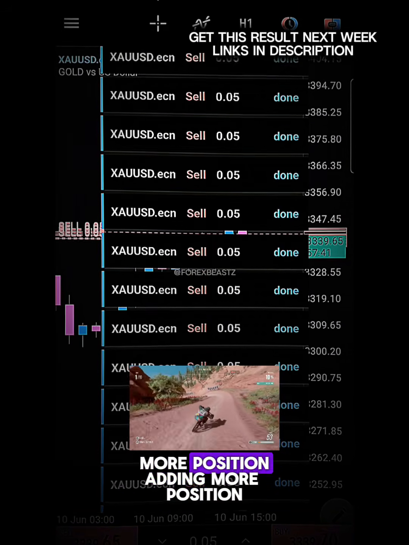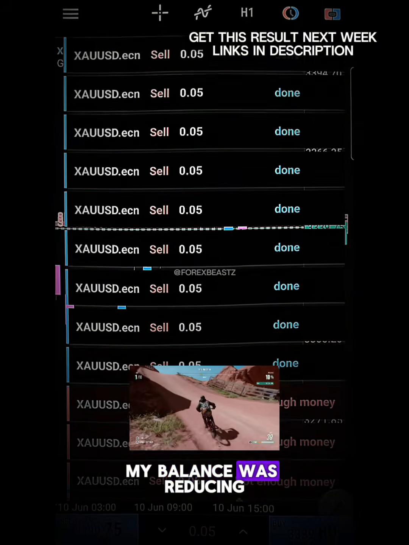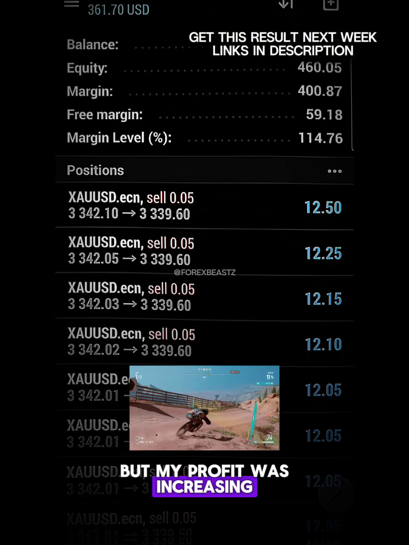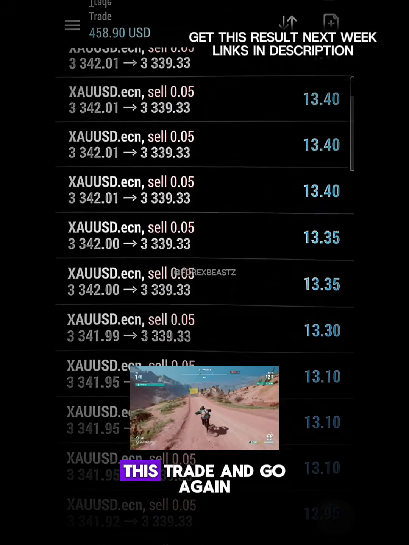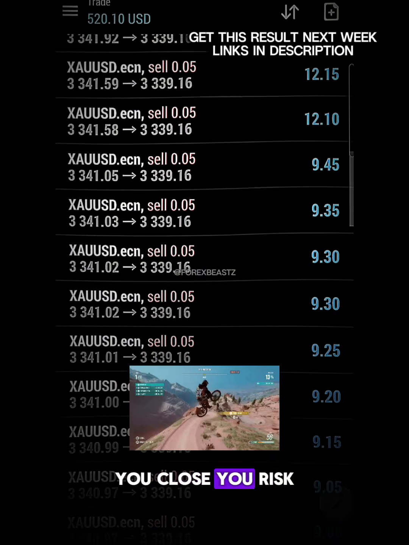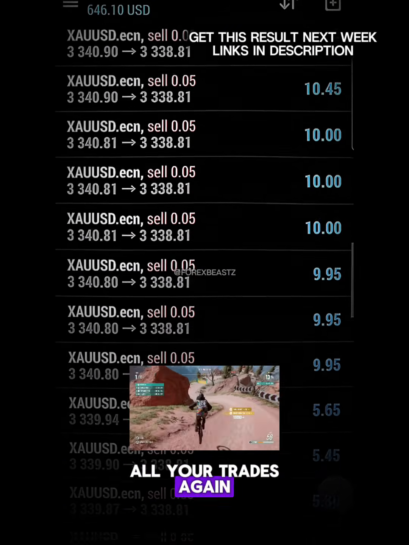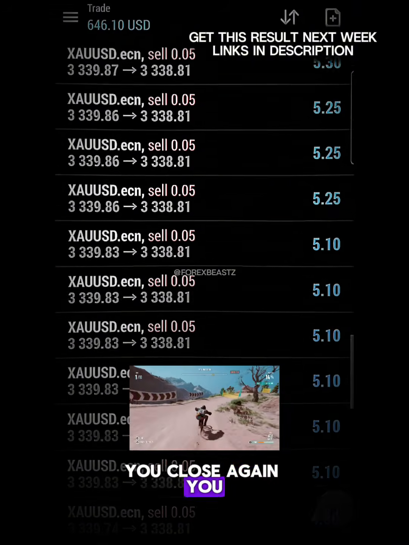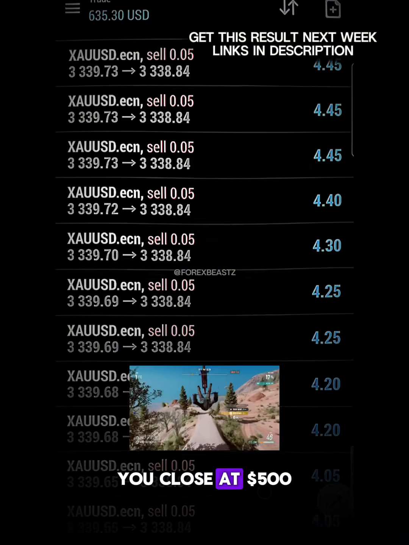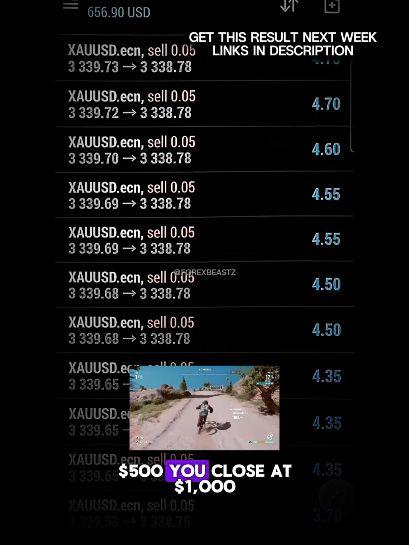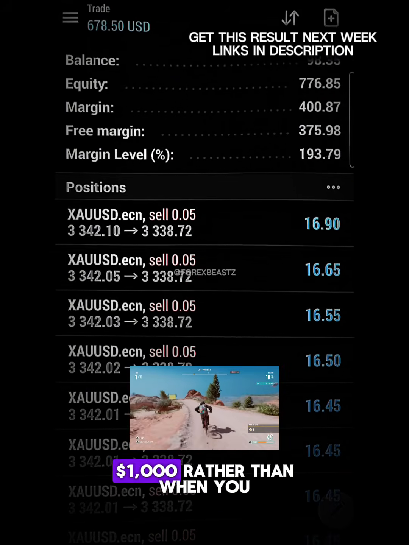So I was adding more positions, my balance was reducing, but my profit was increasing. It got to a point that I knew, man, I need to close this trade and go again. You close, you risk all your trades again. That means if you close at $100, you risk all the $100. You close at $500, you risk all the $500. You close at $1,000, you risk all the $1,000.